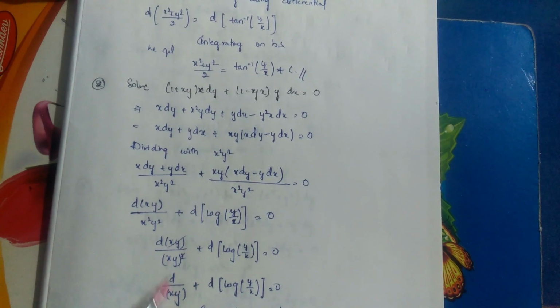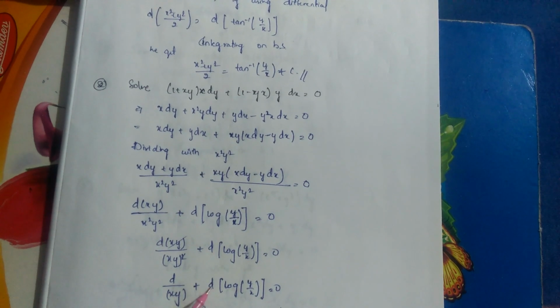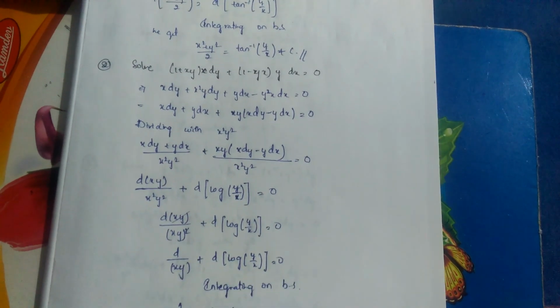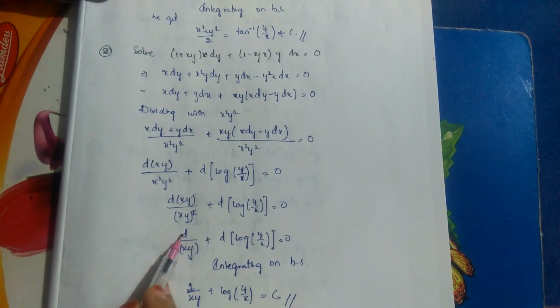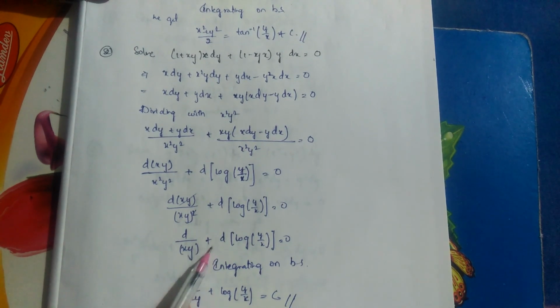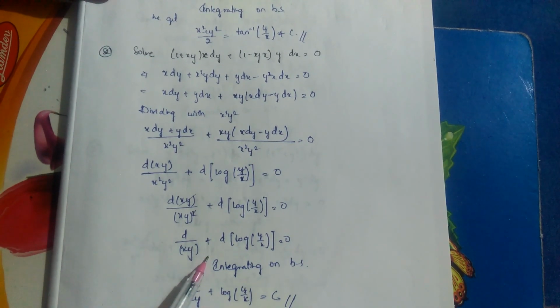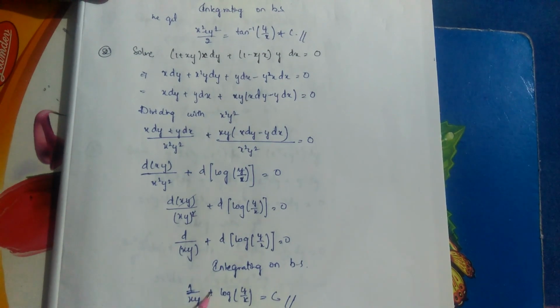Then the left two terms are d of (minus 1 by xy) plus d of log of y by x is equal to 0. So when we integrate on both sides, the integration and the differentiation get cancelled. So the leftover is minus 1 by xy plus log of y by x is equal to c.